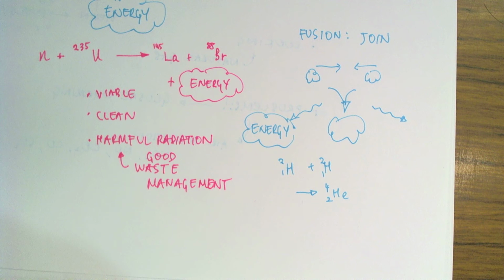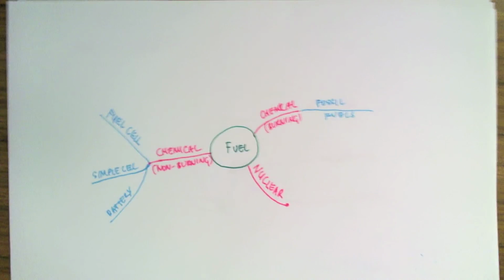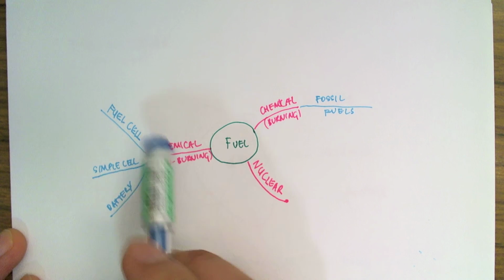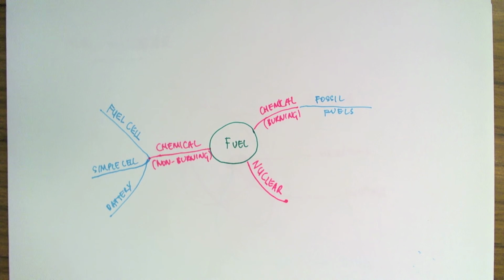So that was a look at nuclear fuels and fossil fuels. In the next video, we will conclude this two-part series on fuels by looking at the non-burning chemical fuels, which are fuel cells, simple cells, and batteries.